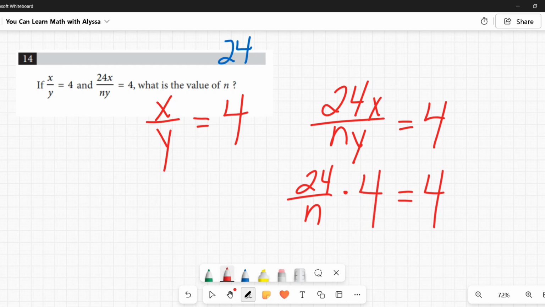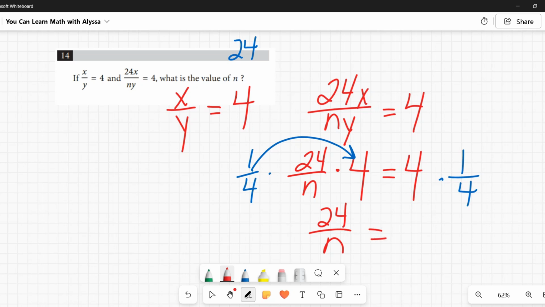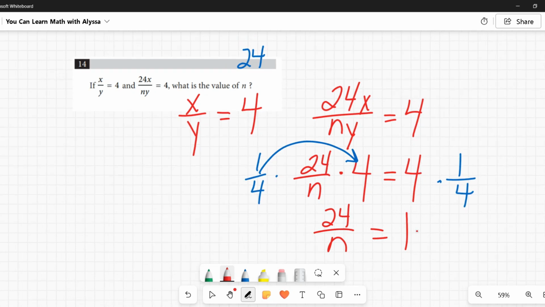So 24 over n times 4 equals 4. Now I want to get 24 over n by itself, so I'm going to divide both sides by 4, or because we already have a fraction here and it's going to look a little odd, I'm going to multiply both sides by 1/4. That is the same difference as dividing by 4. So on the left, I'm going to multiply that 1/4 times 4, because the commutative property of multiplication means I can change the order. So 1/4 times 4 is 1, and I'm just left with 24 over n times 1, or 24 over n. And on the right, 4 times 1/4 is 1. So now I have 24 over n equals 1.